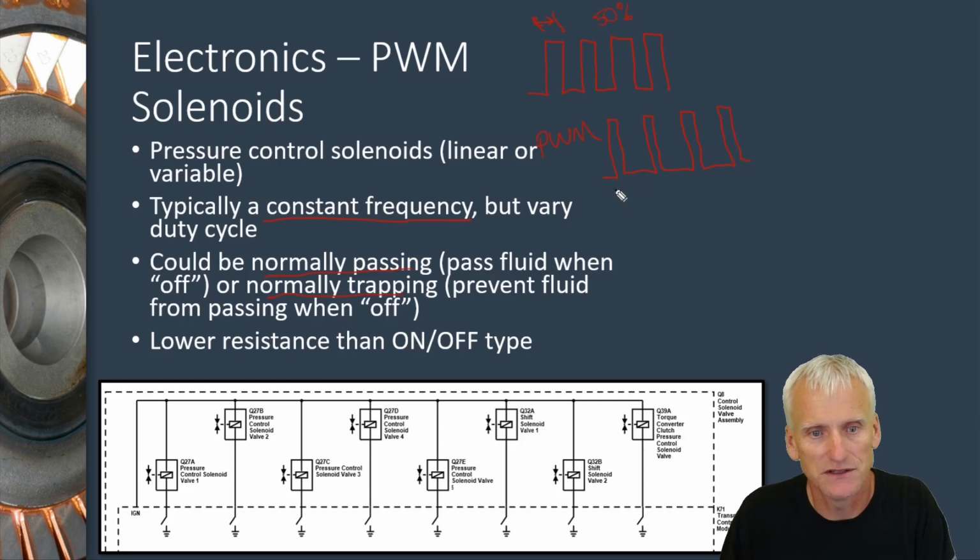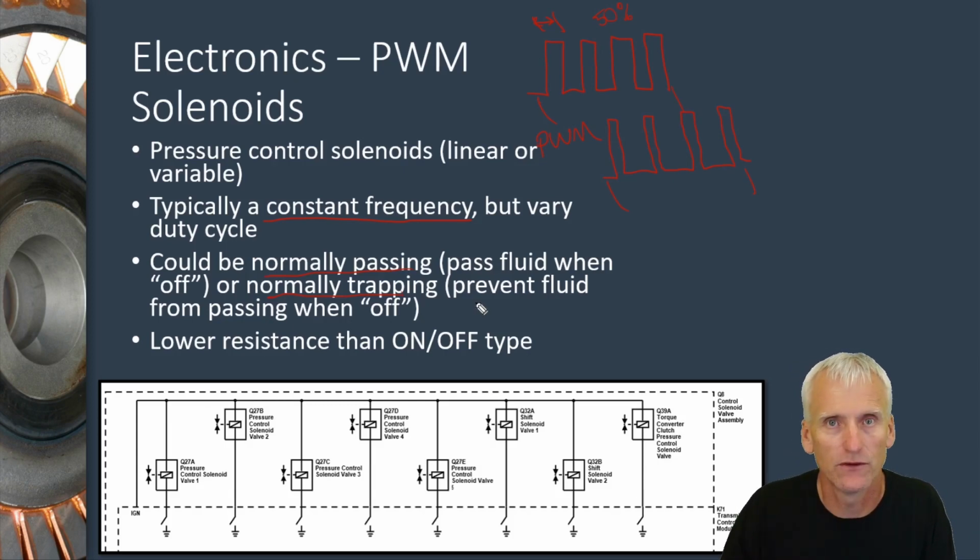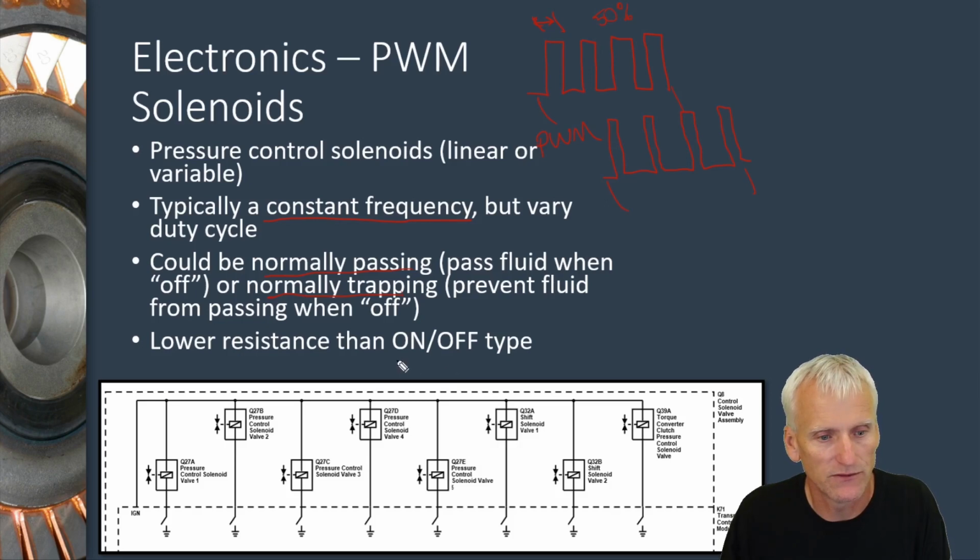But the frequency, you can see I got 4 pulses right there, I got 4 pulses right here. How frequent the pulses are happening, pretty much the same. It's just they change the amount of on time, 50% versus 10%. And by doing that, we're actually going to change how fluid can flow through that valve, and then we're going to be able to adjust pressure through those solenoids. And it's kind of pretty straightforward.